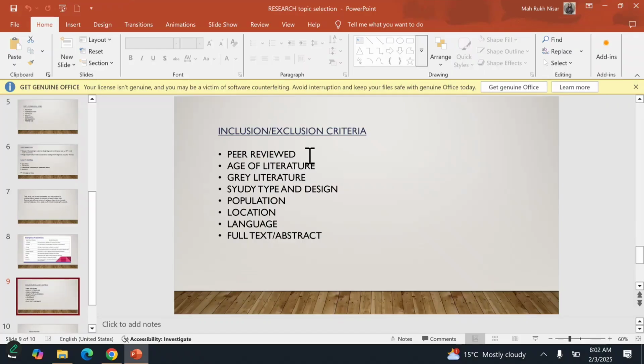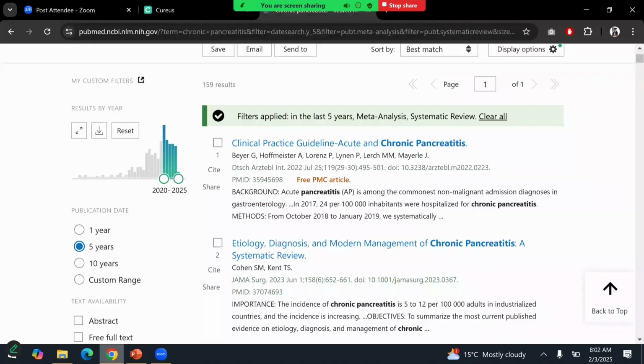If your paper is peer reviewed, it is more authentic. If it is not peer reviewed, then it has the possibility of having errors. So you should include peer reviewed papers in your data search and in your systematic review. Age of literature, just as I told you earlier, we would either select articles from the last 5 years or from the last 10 years.